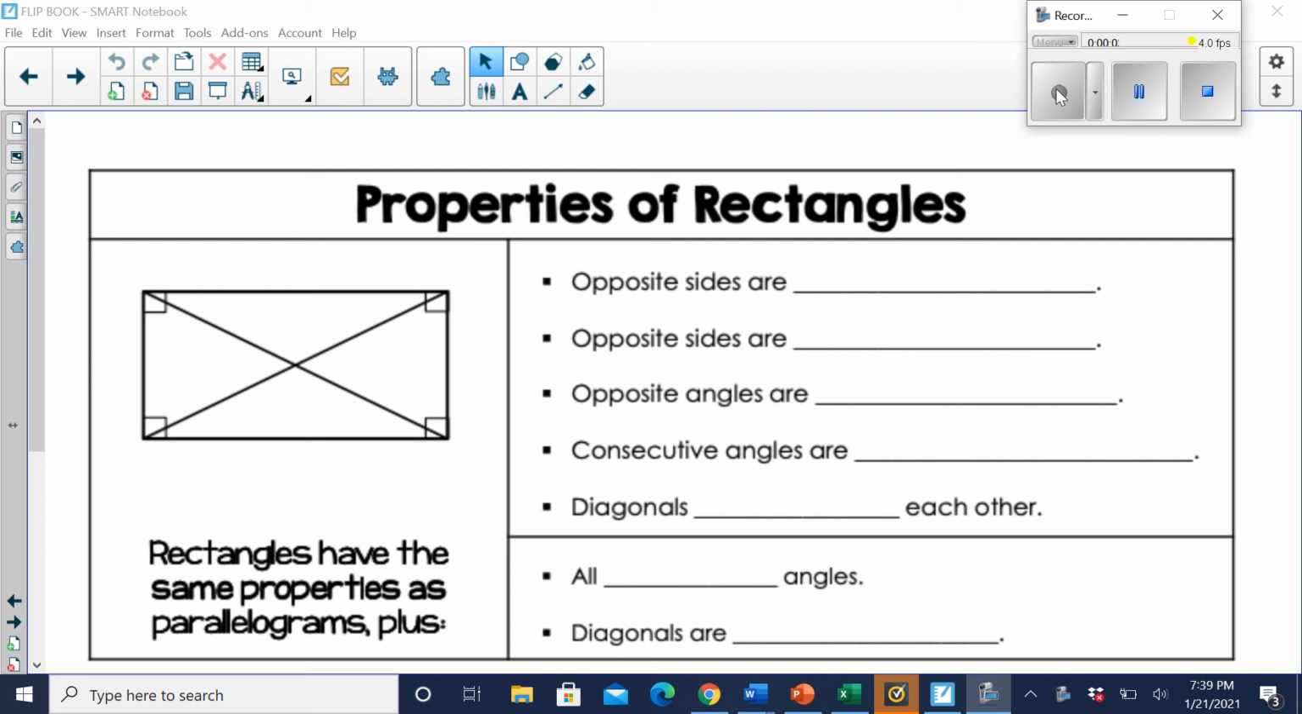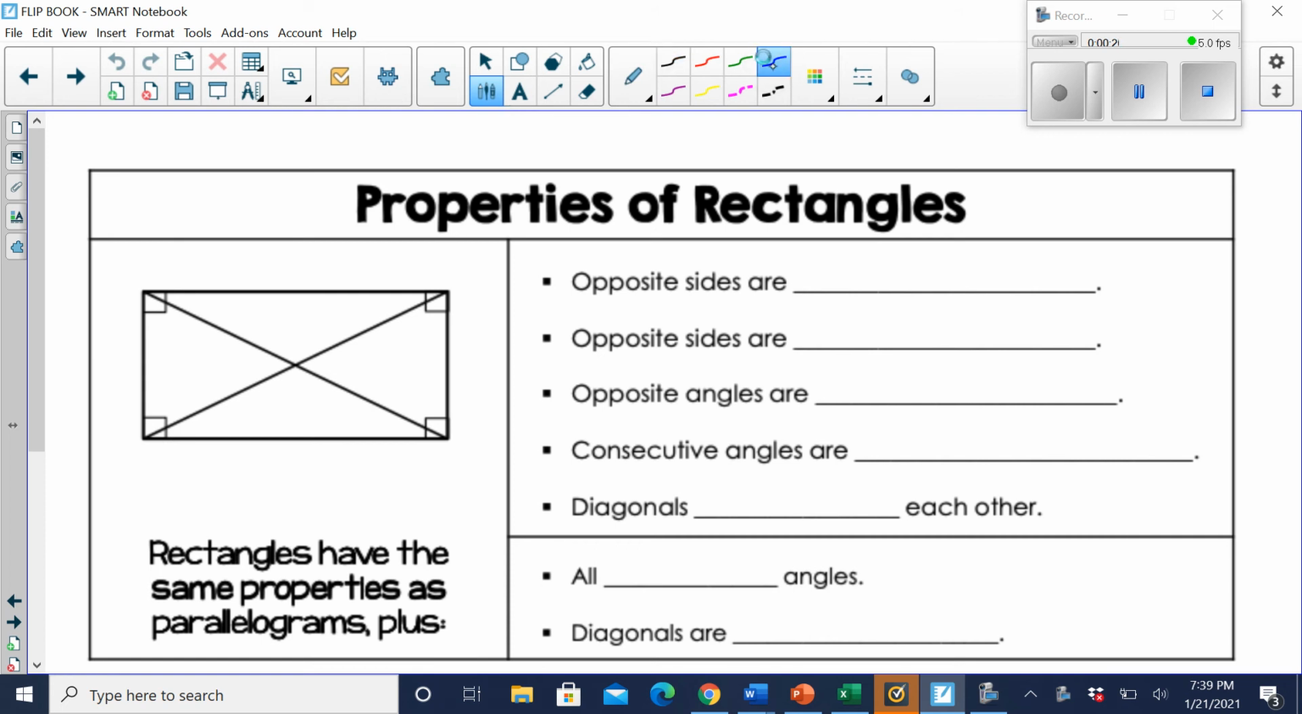Okay, so we're going to follow up our special parallelogram notes from yesterday with your flip books. So if you would get out your flip books, we're going to get started right away. It says properties of rectangles, and what we want to review is that rectangles are parallelograms. So rectangles will have the properties of a parallelogram like we talked about. So just reviewing those properties real quick.